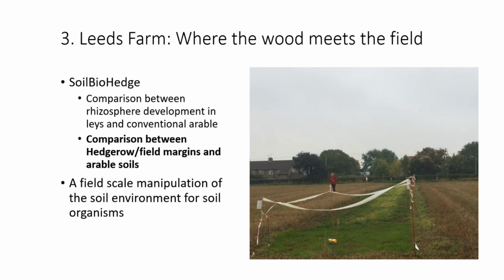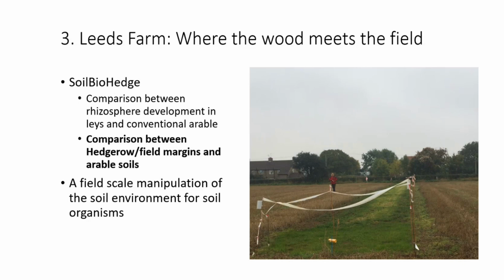So this is what this experiment looked like. It's the most preposterous field experiment I've ever been involved in. It's basically a plough width, 70-meter long strip that was put into arable fields, connected to the hedgerow, so that you could see if there was any migration between them, and managed as a ley strip within the arable field itself.